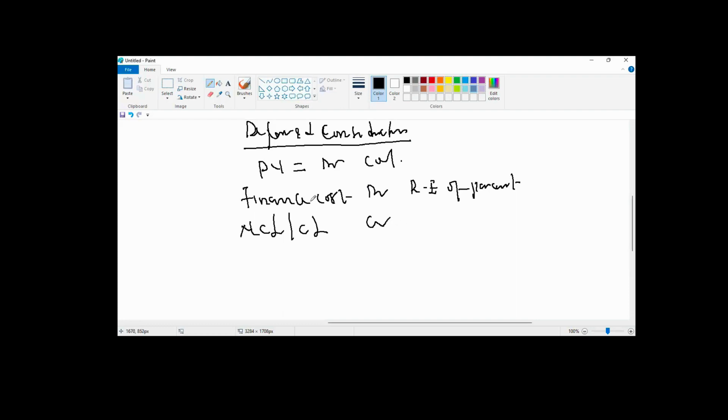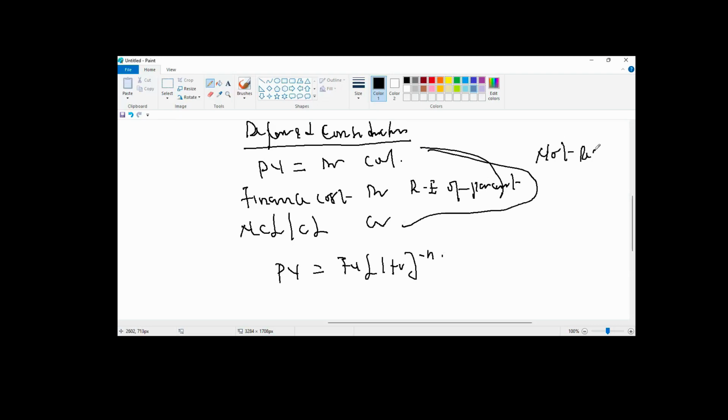Now, don't forget, present value is determined by using the formula present value equals future value, bracket 1 plus R, raised to minus N. But this accounting entry is suffice if it has not been recorded. That is, they've not posted. Present value equals future value.